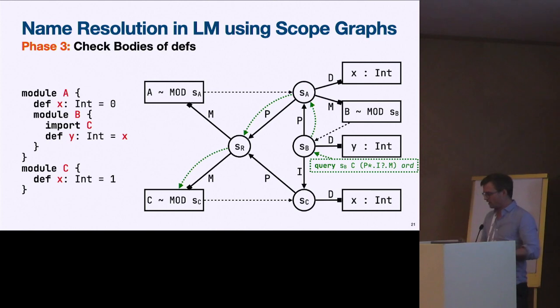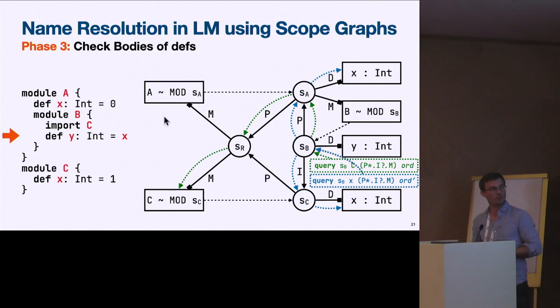And now we're ready to finally type check the bodies of our definitions. In order to type check the two x's, they're trivial because they're both ints. So the interesting case is the y here. In order to type check the right-hand side, we have to resolve this x. Again, we perform a query through the graph, and we figure out that there are actually two ways of resolving this x. And our ordering predicate, which I haven't spelled out, will prefer paths that traverse import edges over paths that traverse lexical parent edges, thereby implementing the right name binding policy for our language.